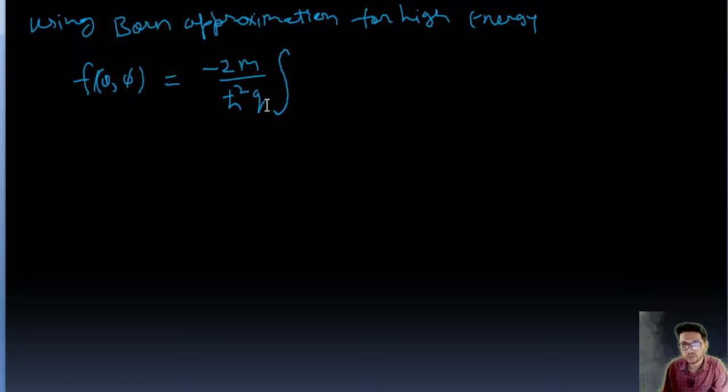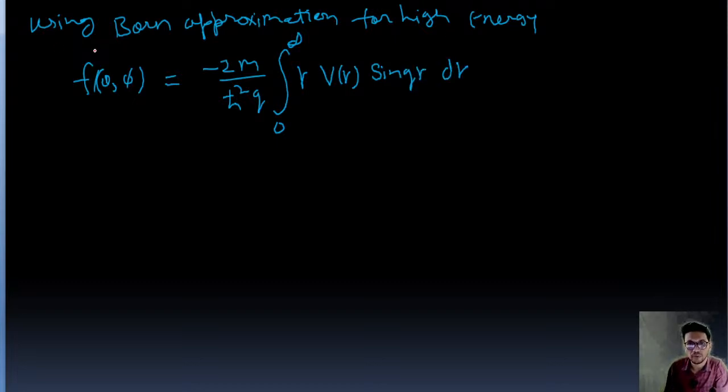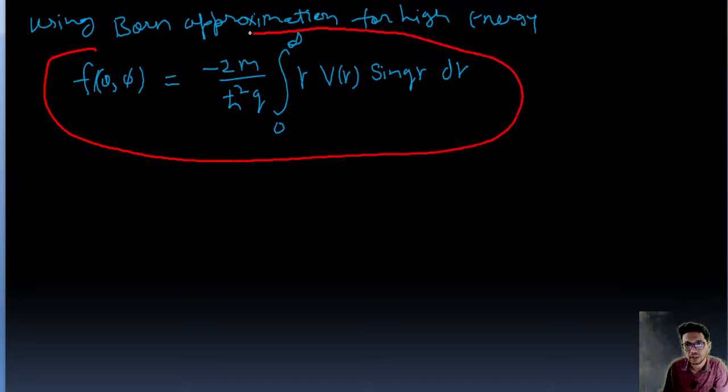Okay, so this is integration 0 to infinity r V(r) sine qr dr. Okay, this is a very important formula, guys. You need to note it down. So this is the scattering amplitude. Okay, this is f, which is a function of theta phi, is minus 2m upon h cut square q, integration 0 to infinity r V(r) sine qr dr.